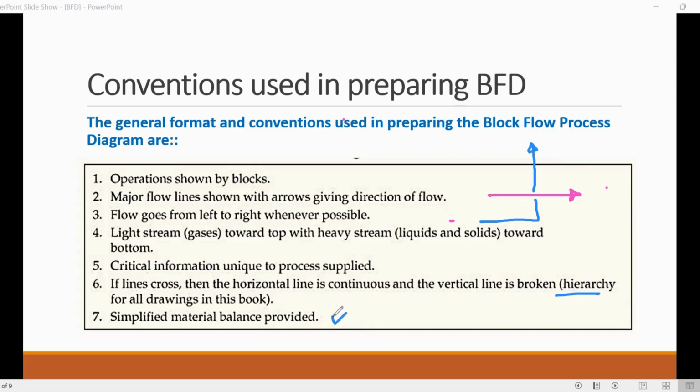A simplified material balance is provided. That means how much is raw material one, how much is raw material two, like that, and what is the product, what are the quantities. So these conventions in the format are very important in preparing the diagram well.